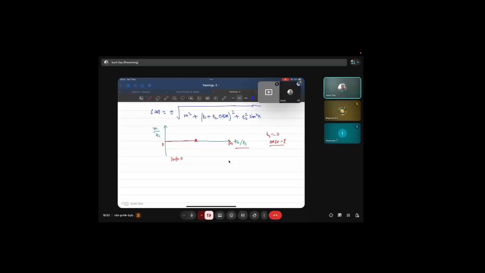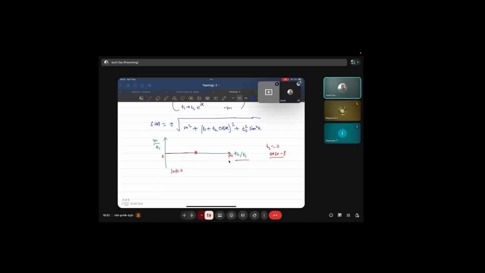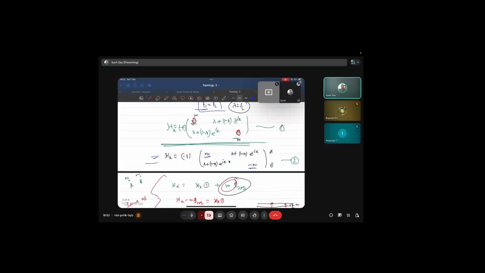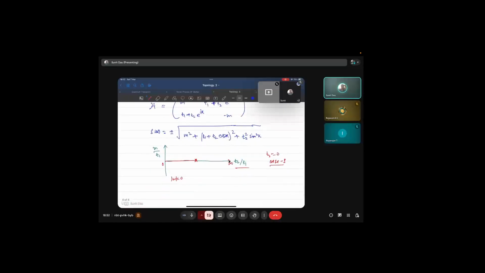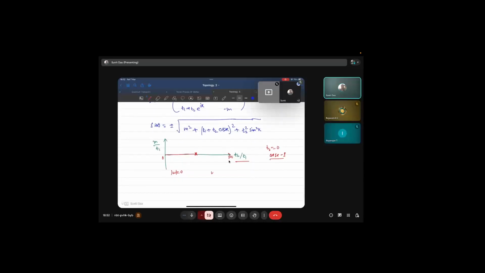And when T1 is greater than T2, right? So this was the case where we had the mod of the winding number to be non-zero at least.